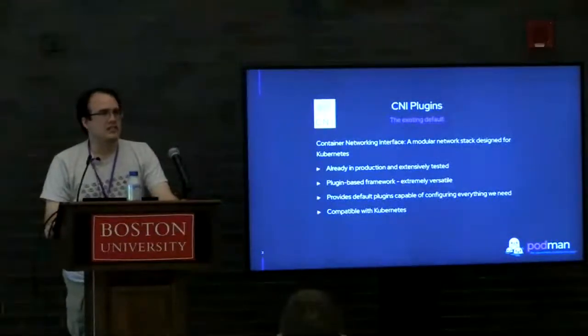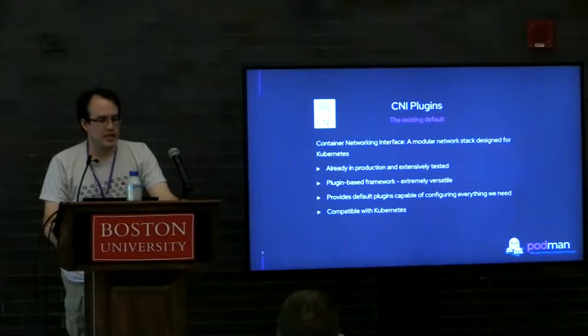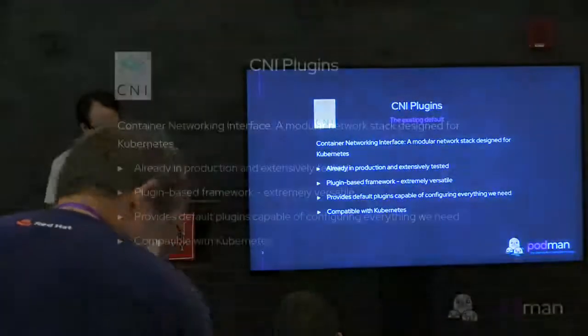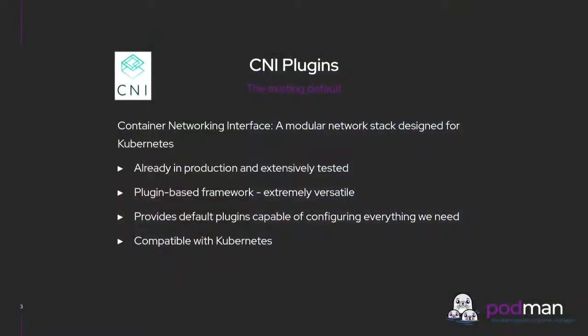So, how did networking work in the first days of Podman? We used something called the CNI plugins. CNI stands for Container Network Interface. It's a standard developed for Kubernetes to allow a series of plugins to run in a specific order, each doing a little bit of configuration, and the end result is a container that can talk to the internet and to other containers.